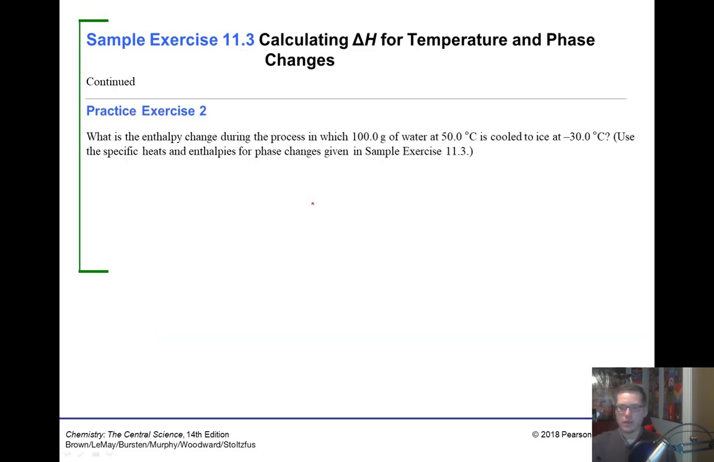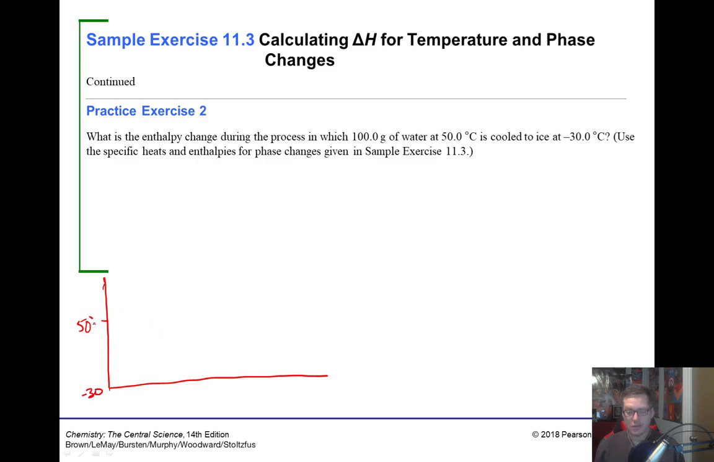Now let's do that same idea, but this time actually figure out the enthalpy change. It says, what is the enthalpy change during the process in which 100 grams of water at 50 degrees Celsius is cooled to ice at negative 30 degrees? So let's draw our little graph one more time. We're starting at 50 degrees Celsius, and we're getting to negative 30. We'll just say negative 30 is down here.